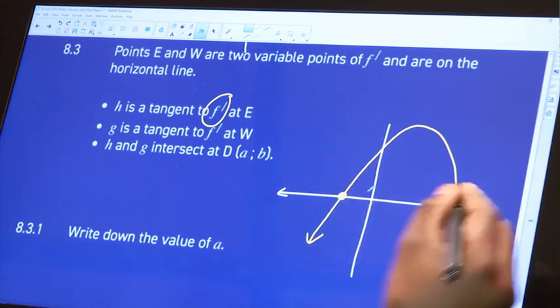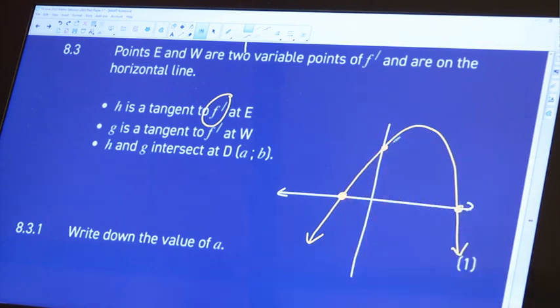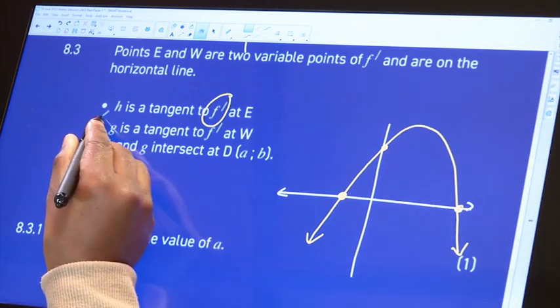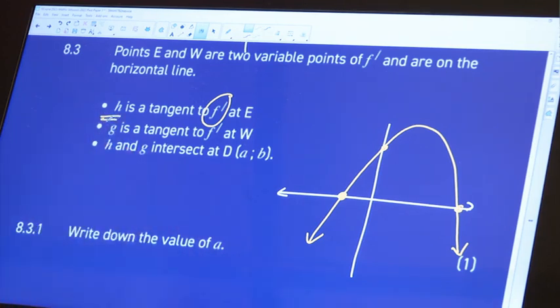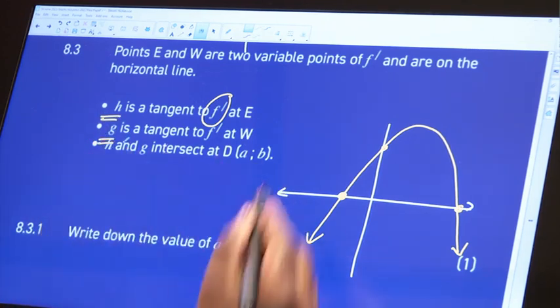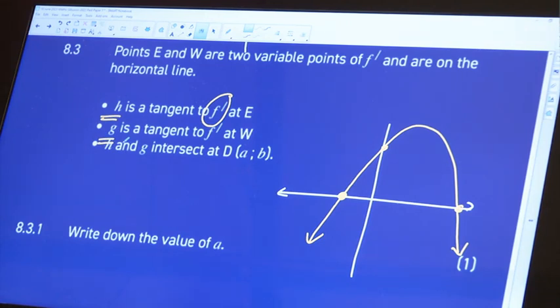We know what's happening here, we know what's happening there, we know what's happening also at that point. Now they're saying to us here there are 2 tangents. There's a tangent H, which is a tangent to the graph at point E. There's a tangent G, which is the tangent at the point W. And these 2 will intersect at the point A and B.